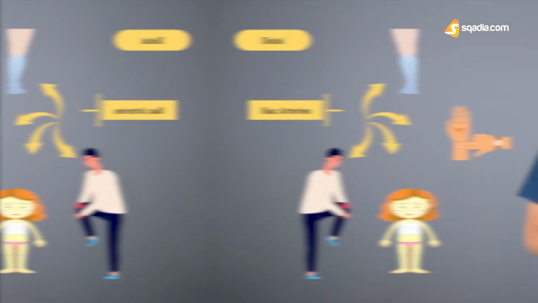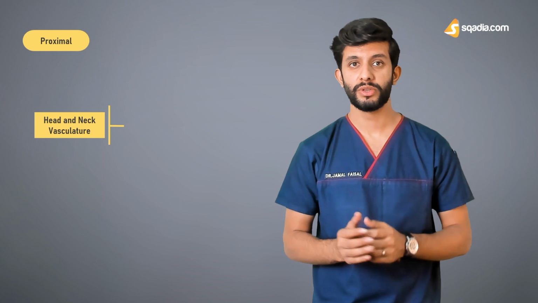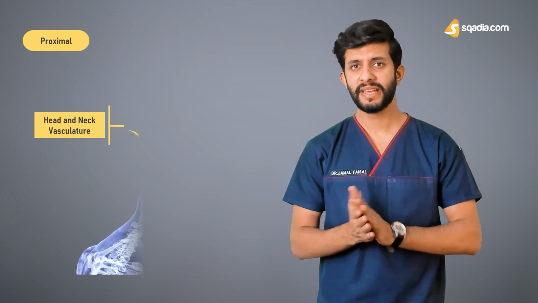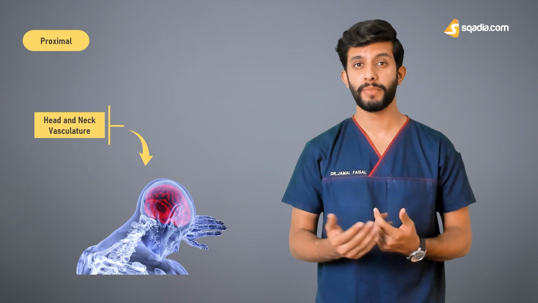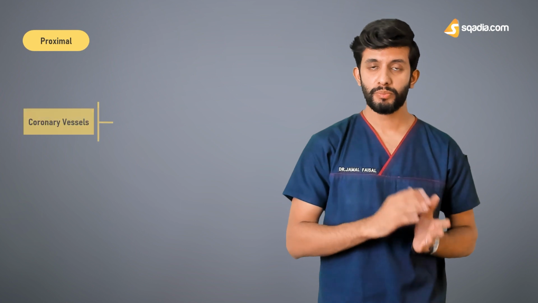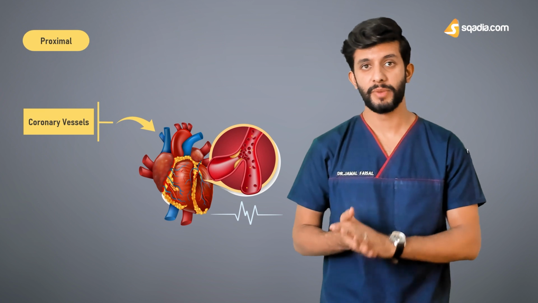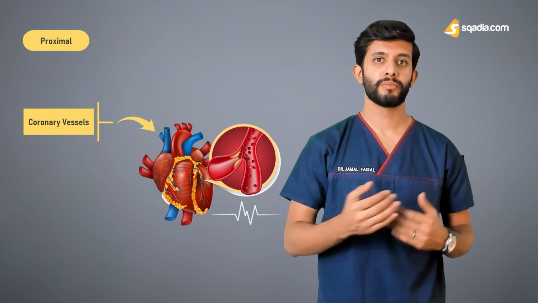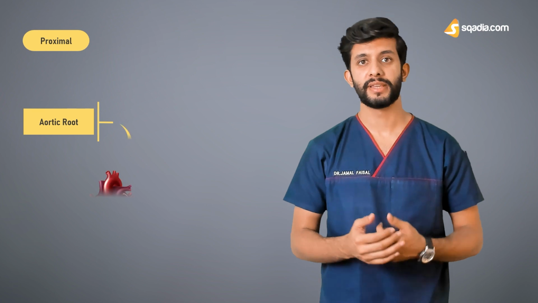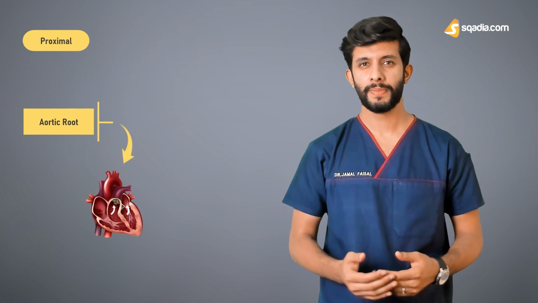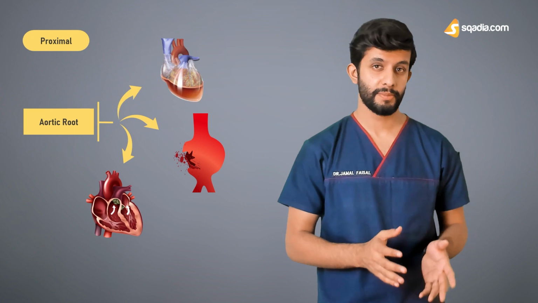And if the dissection were to propagate in a retrograde direction, we might see extension toward the head and neck vasculature, which may give us signs of a stroke, or it might even mimic a transient ischemic attack. If it then propagates to the coronary vessels, we might see signs of an MI, a myocardial infarction. Or if it propagates to the aortic root, we might see aortic regurgitation, aortic rupture, and even acute cardiac tamponade.